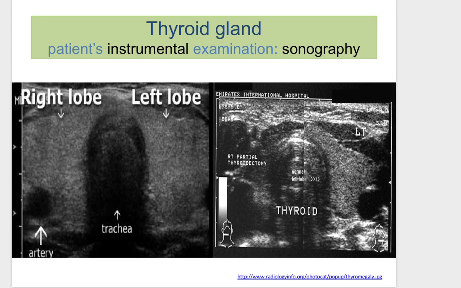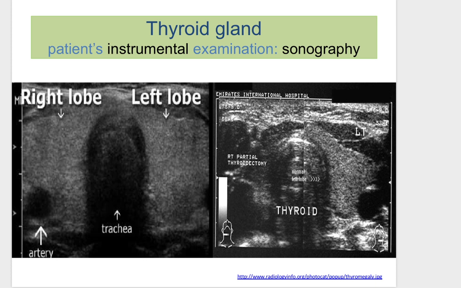Visualization of the thyroid gland, the most usable test, is ultrasound. It is a parenchymatous organ, it is very well visible on ultrasound. That's why thyroid ultrasound or sonography gives us a lot of information.